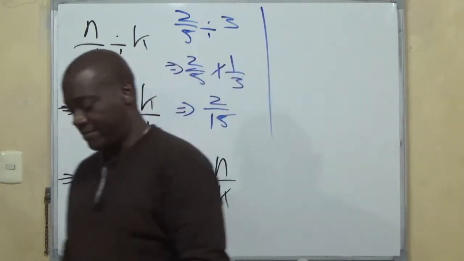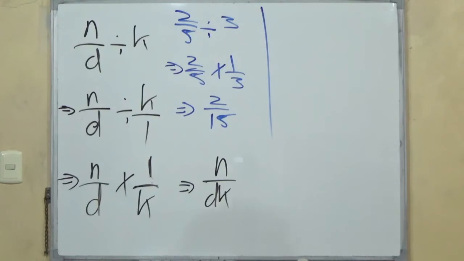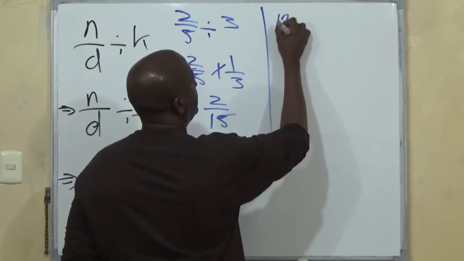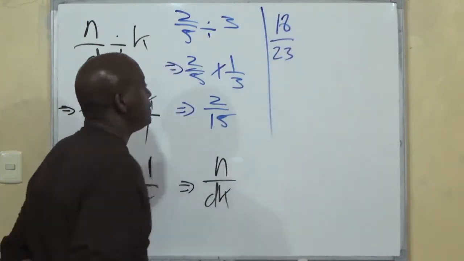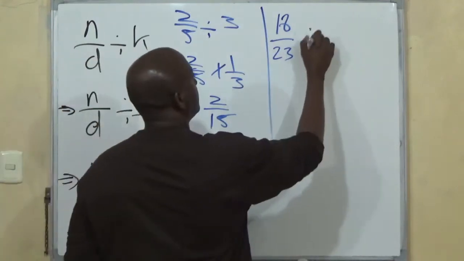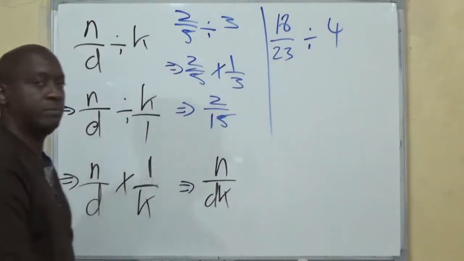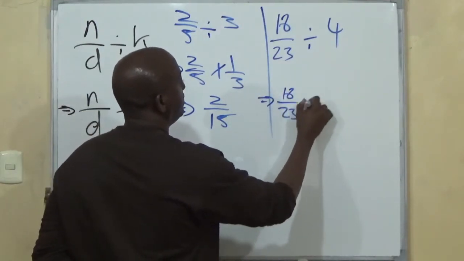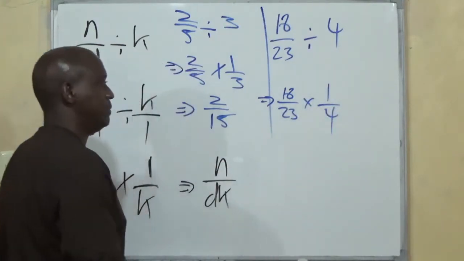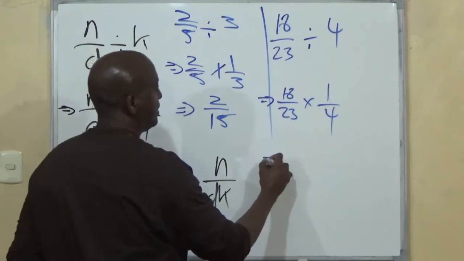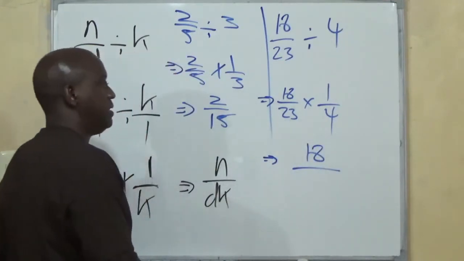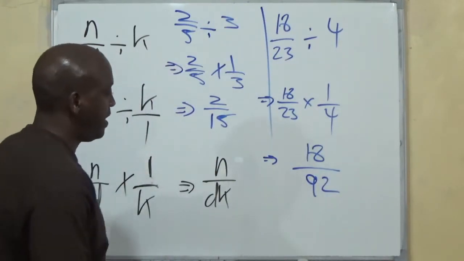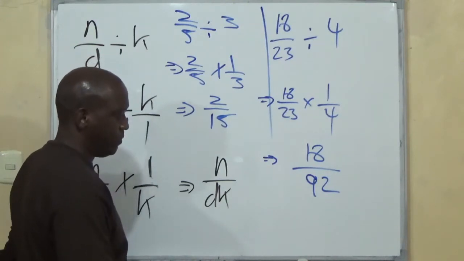Let me say I have 18 over 23, and you want to divide that by 4. 18 over 23 divided by 4 is 18 over 23 multiplied by 1 over 4. You just multiply the denominators and you'll get 18 over 23 by 4, 23 by 4 is 92. 18 over 92, which when you divide, you'll get what? 9 over 46.